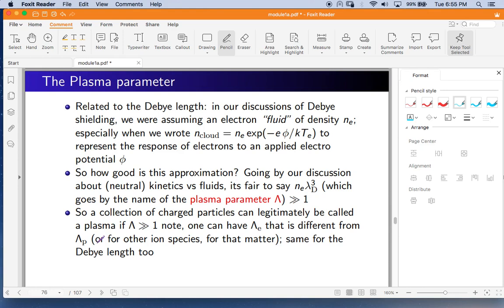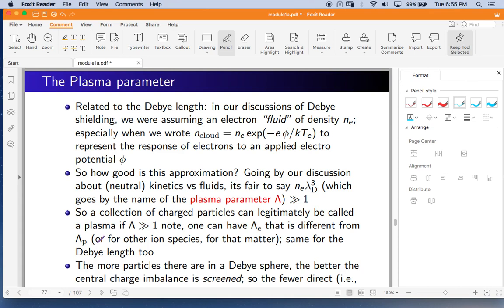So you can have really massive ions and relatively less massive ions. In a multi-species plasma you can have these complications, so you can define the Debye length for different species, not only for electrons. In a multi-species plasma, the protons are not the heaviest particles around, for instance.